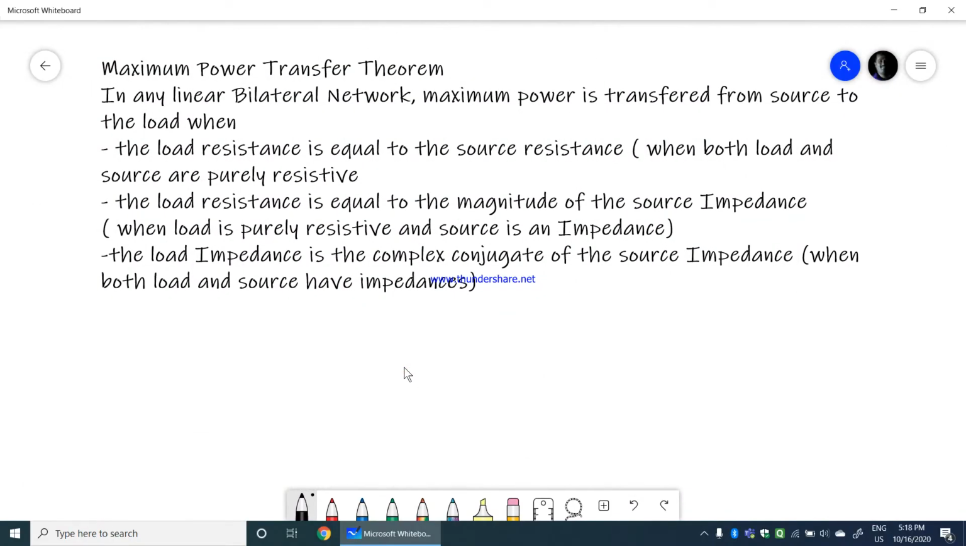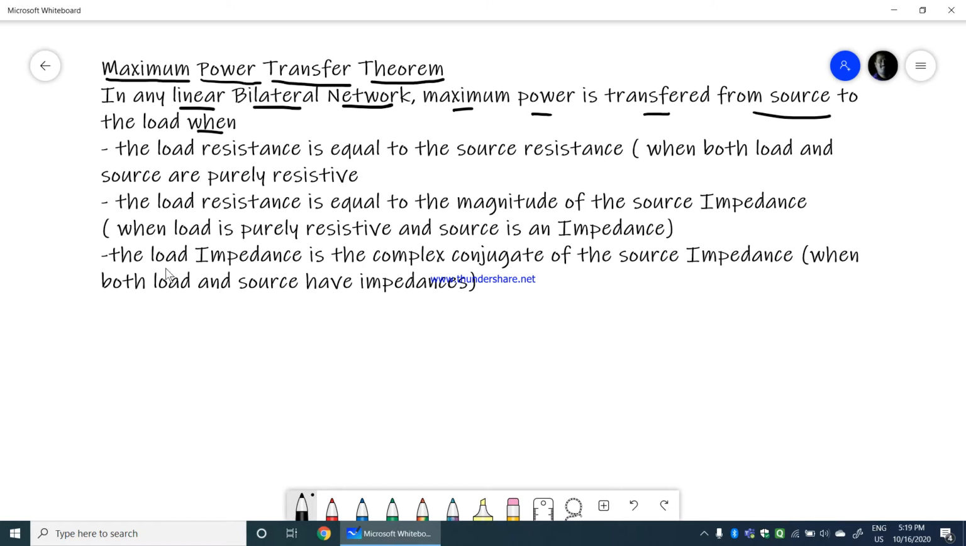Hello students, let us learn today the maximum power transfer theorem. In electrical network analysis, the maximum power transfer theorem states as follows: in any linear bilateral network, however complicated it may be, the maximum power is transferred from source to the load when, so here the maximum power should be transferred from source to load. That is what we do here.